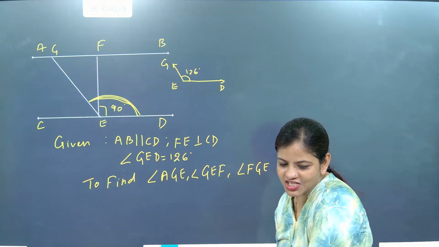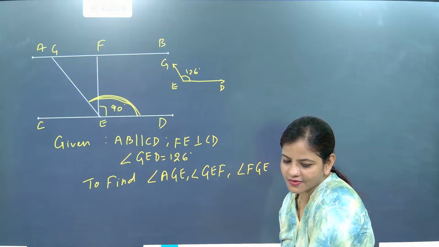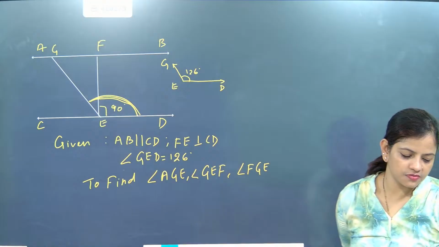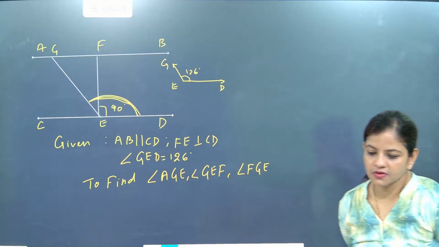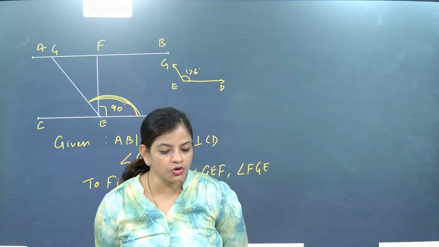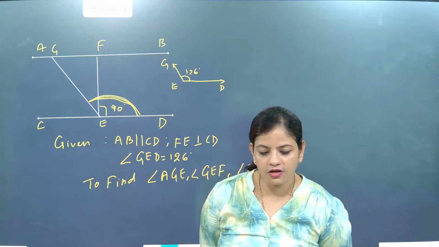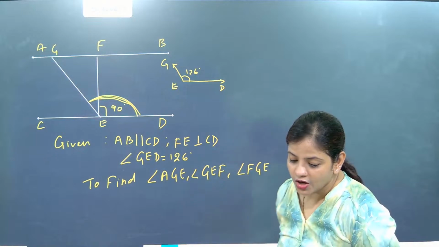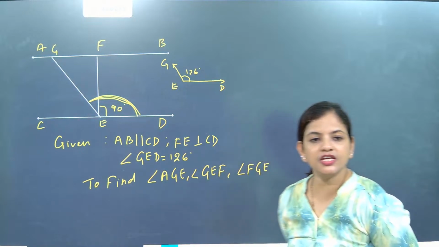Yes, AGE. 180 minus 126, no? AGE. Now look here, beta. Now we need to go to GEF. You got 36, absolutely. Now look here, beta. AGE, absolutely correct. Beta, AGE is 54.